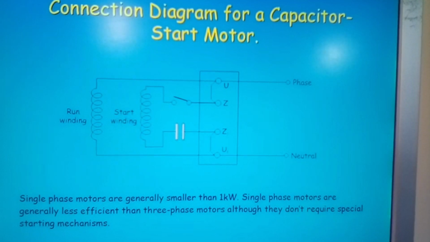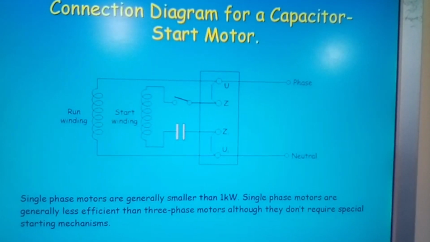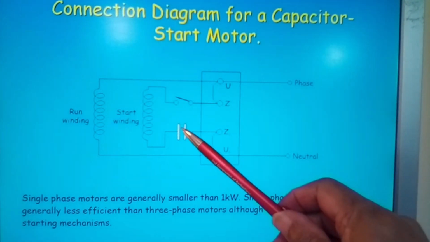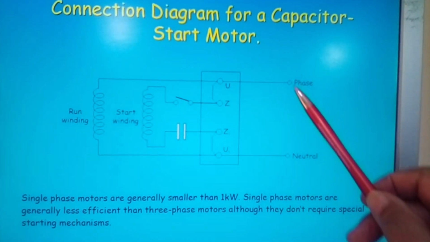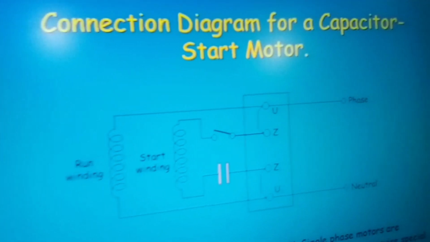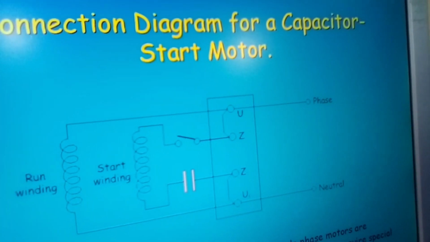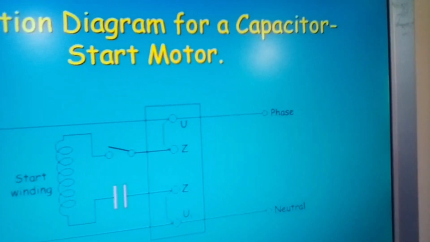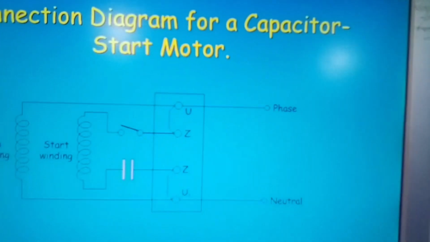And here you have a connection diagram for a capacitor start motor. Capacitor, centrifugal switch, single phase supply. Let's just make sure you can see it and I can get a good picture of it. Draw them out, make them your own.